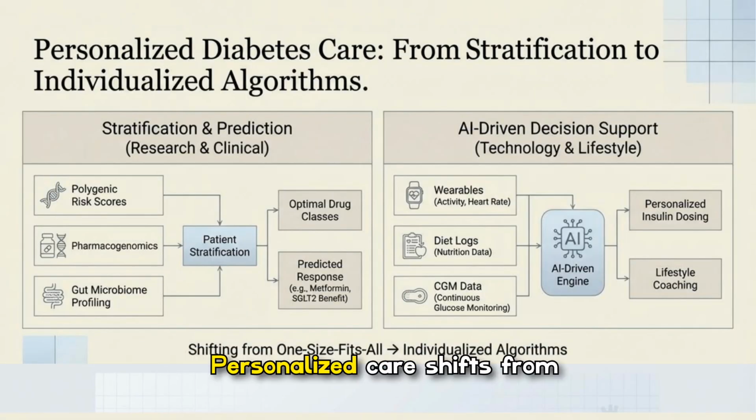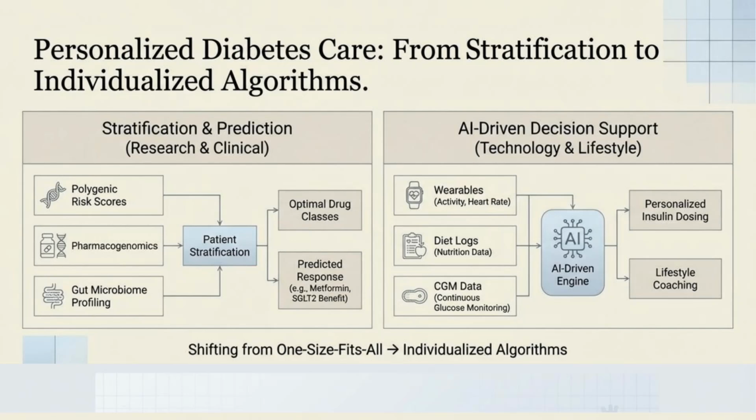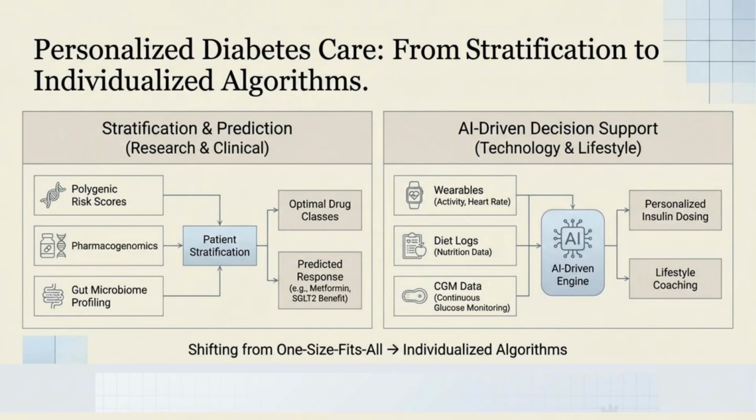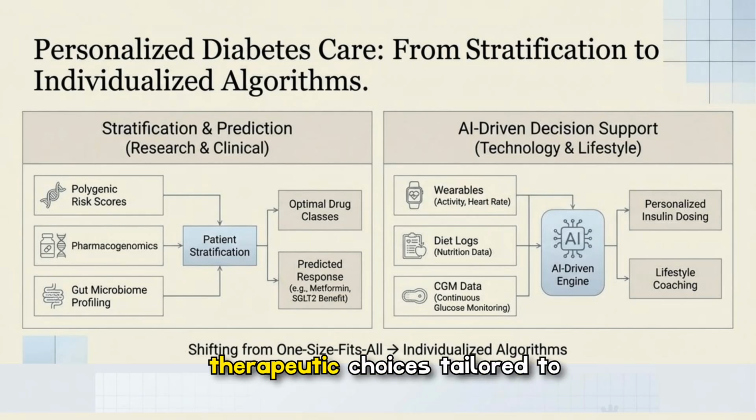Personalized care shifts from one-size-fits-all to individualized algorithms using stratification tools like polygenic risk scores, pharmacogenomics, and gut microbiome profiling to predict drug response, combined with AI-driven decision support that integrates wearables, diet logs, and CGM data to optimize personalized insulin dosing, lifestyle coaching, and therapeutic choices tailored to each patient's unique profile.